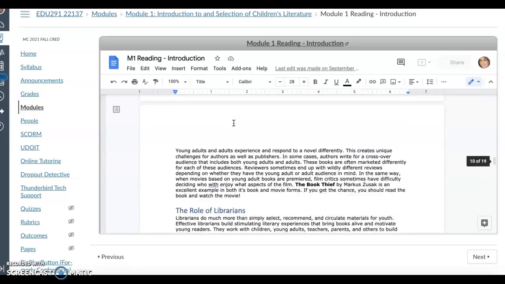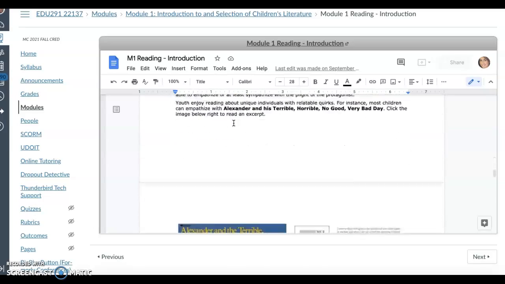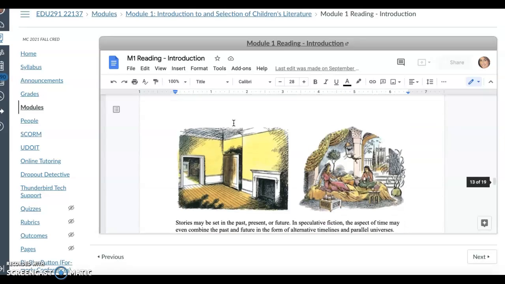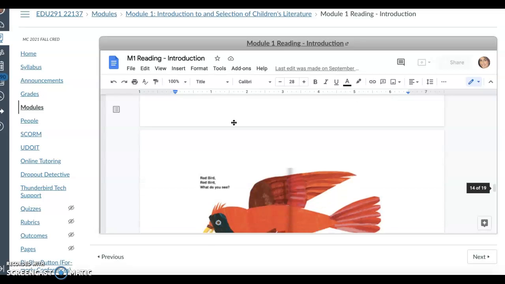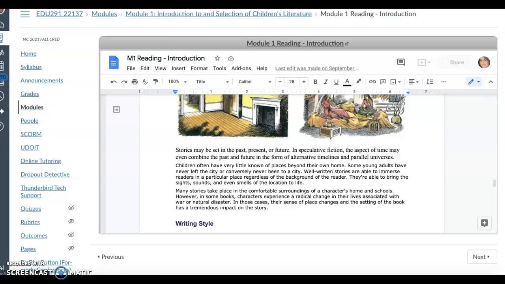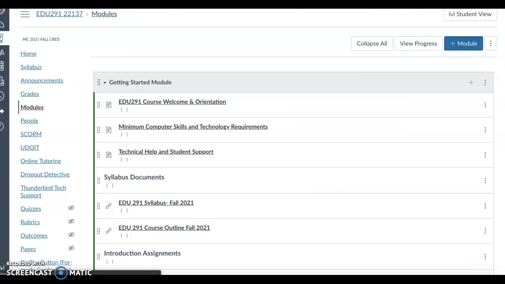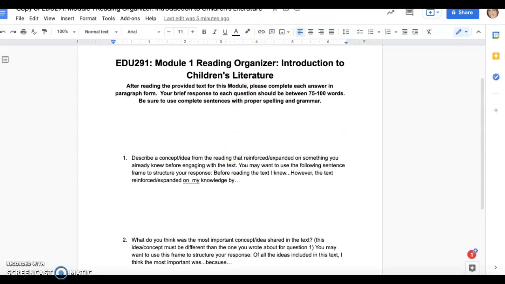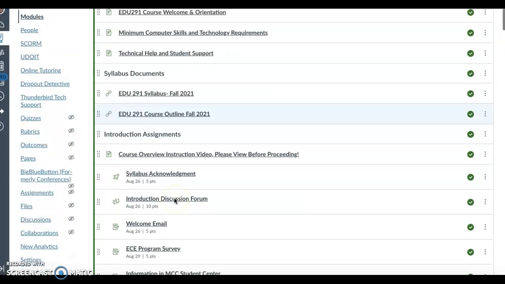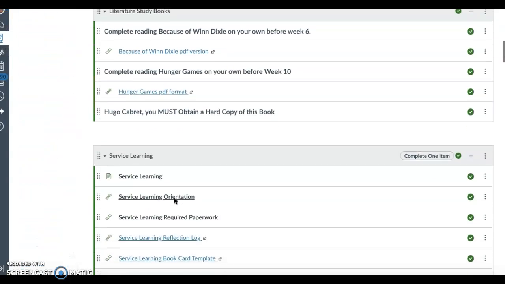So as you decide what you want to do, just realize that there are multiple Try Its, Read Its, and Watch Its throughout the text. There will never be a text that doesn't have one of these, so just always be on the lookout. If you were to say, sorry, Georgia, this week didn't have one, I will know that you didn't look quite hard enough, because all of the text includes at least one Try It, Read It, or Watch It. Once you have completed your reading organizer for the introduction, children's literature, you will then submit it to the Dropbox.